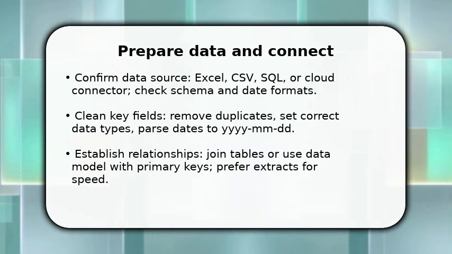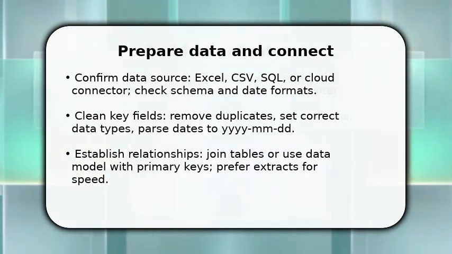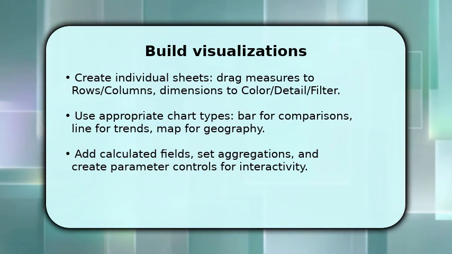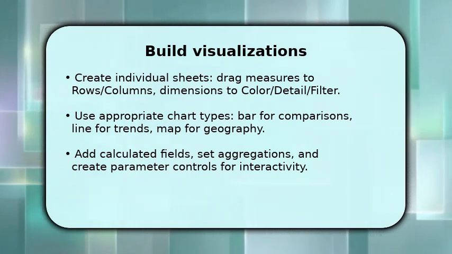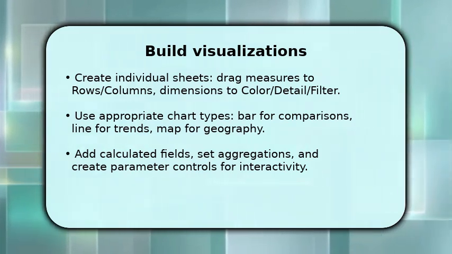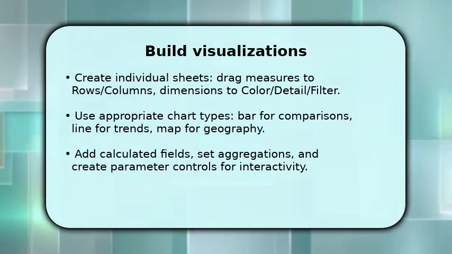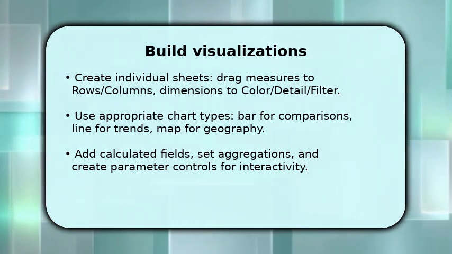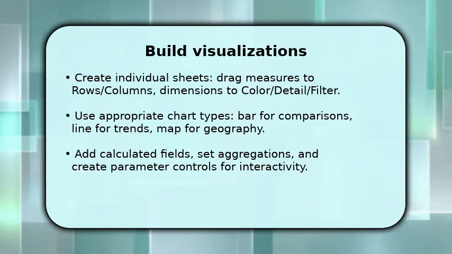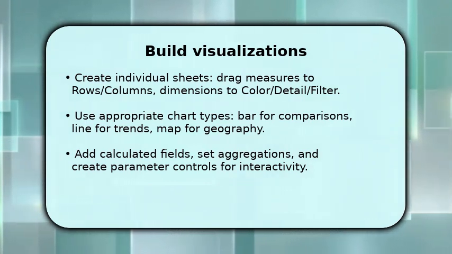Now you build the core visualizations. Create separate sheets for each KPI or view. Drag measures and dimensions, choose bars for comparisons or lines for trends, and maps for geographic data. Once done, add calculated fields to compute margins, ratios, or percent change, and set default aggregations like SUM or AVG.